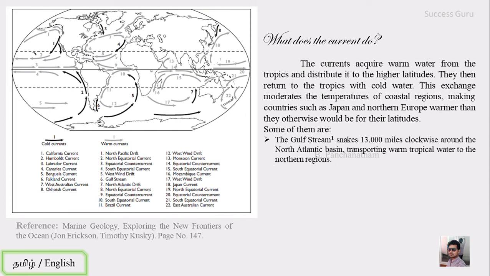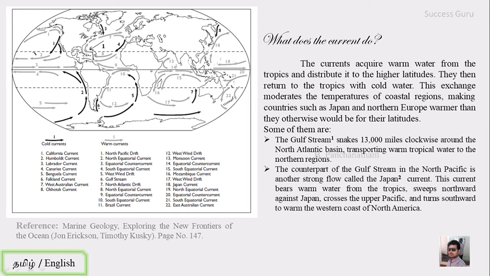Some of them are like the Gulf Stream, which can move up to 13,000 miles clockwise around the North Atlantic basin, transporting warm tropical water to the northern region. You can see that this is the Gulf Stream here, and there are others like the Japan current, which is here, the counterpart of the Gulf Stream. This is a strong flow of water.